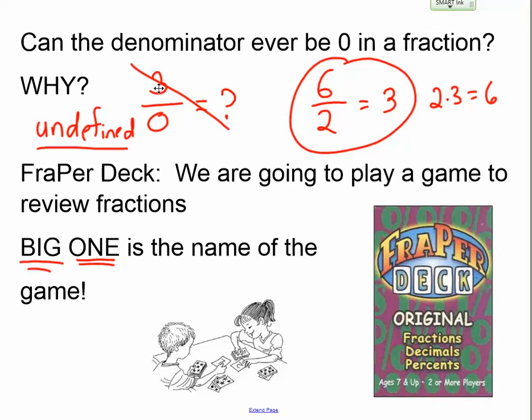So if I want to divide 3 by 0, what number times 0 will give you 3? Well, nothing times 0 will ever equal 3 because anything times 0 is 0. So this is impossible. So you can never divide by 0. And in mathematics, we call that undefined. When something's impossible to do, we call it undefined.